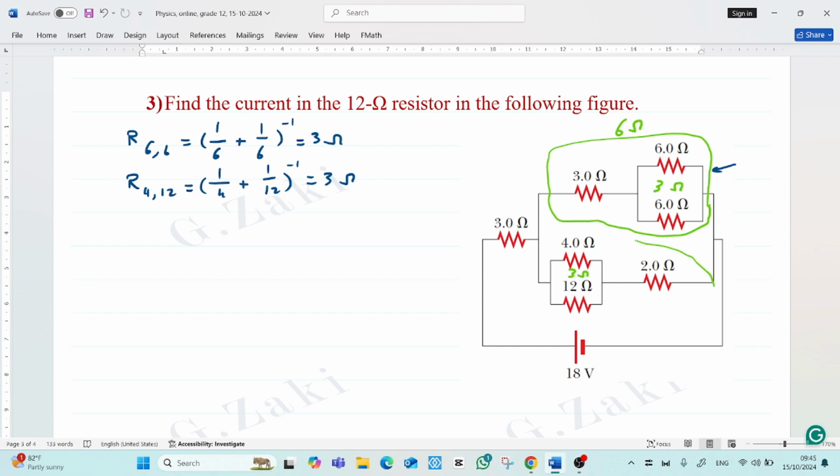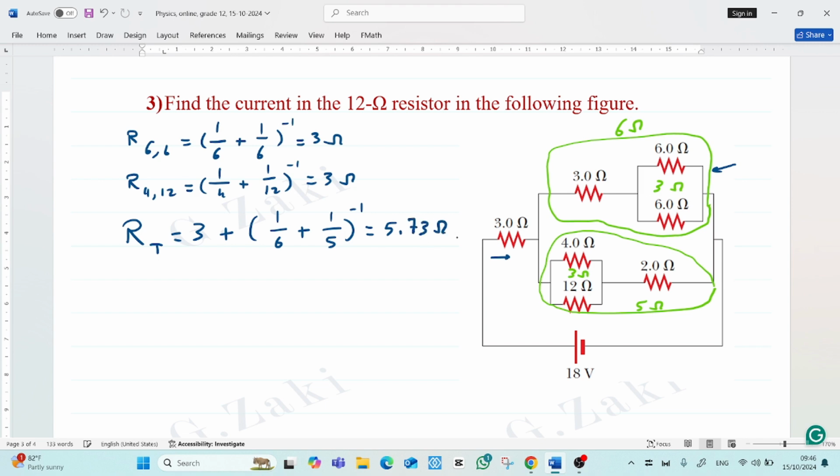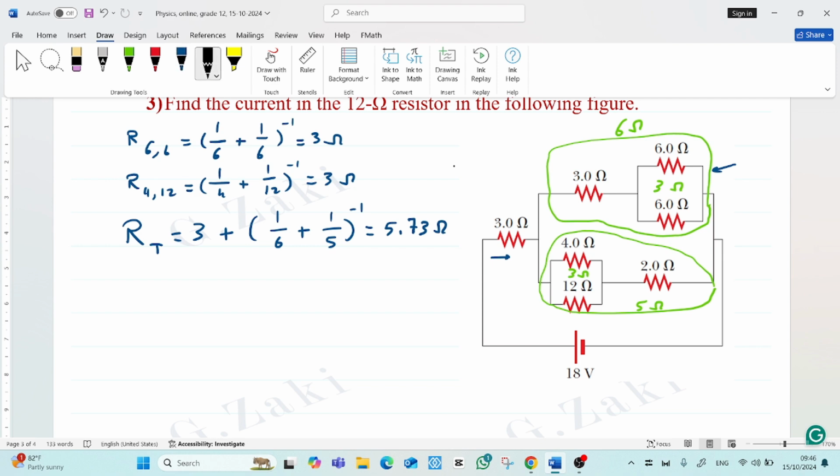And also for this combination, 3 plus 2 is 5 ohms. Then R total for the whole circuit equals 3 ohms, they are in series, plus open bracket 1 over 6 plus 1 over 5, all to the power negative 1. The total resistance is 5.73 ohms.